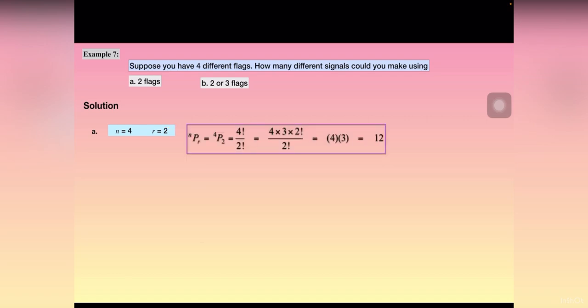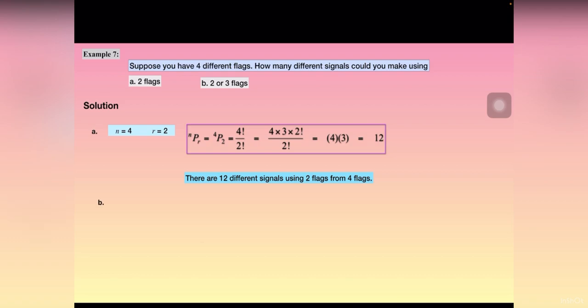So we have nPr equals 4P2 equals 4 factorial over 2 factorial equals 4 times 3 times 2 factorial over 2 factorial equals 4 times 3 equals 12. Or you can just use your calculator, 4P2, and you get the answer 12. There are 12 different signals using 2 flags from 4 flags.